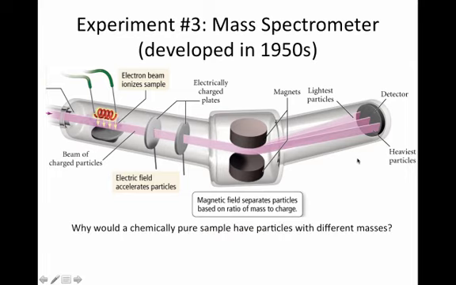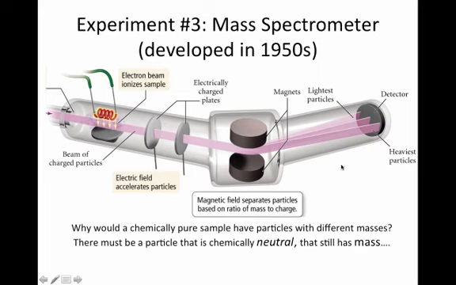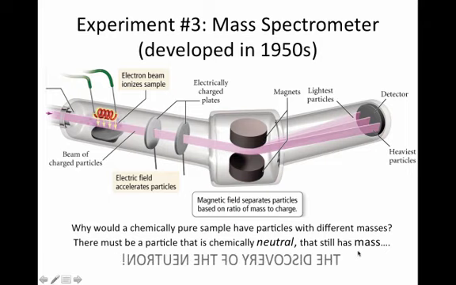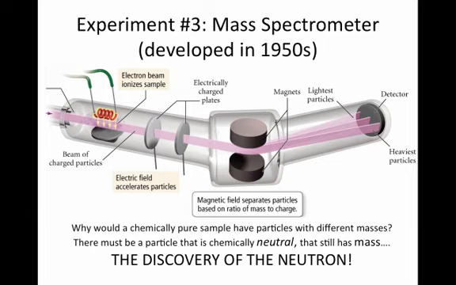Okay, what does this mean? Well, you have to think about, why would a chemically pure sample have particles with different masses? Why would that be? There must be a particle that is chemically neutral, doesn't change the chemistry, but still has mass, and it's present in these atoms or compounds in different numbers. So what particle could be neutral and still have mass? Yes, indeed, this is the discovery of the neutron.